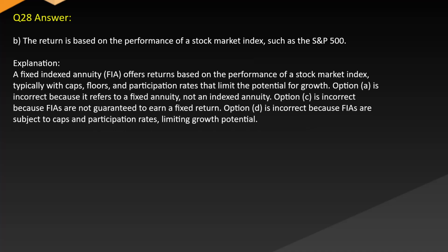Answer B. The return is based on the performance of a stock market index, such as the S&P 500. Explanation. A fixed indexed annuity offers returns based on the performance of a stock market index, typically with caps, floors, and participation rates that limit the potential for growth. Option A is incorrect because it refers to a fixed annuity, not an indexed annuity. Option C is incorrect because FIAs are not guaranteed to earn a fixed return. Option D is incorrect because FIAs are subject to caps and participation rates limiting growth potential.